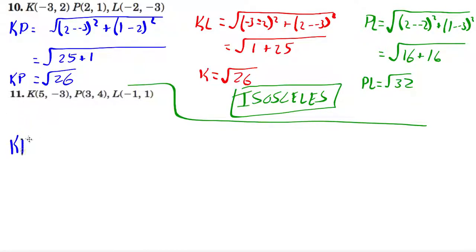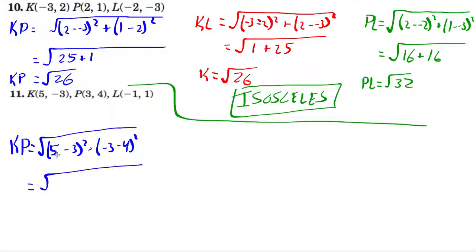Next up, we can do the same type of problem. So we look for KP. The distance here is going to be 5 minus 3 squared plus negative 3 minus 4 squared. So this is going to be 2 squared, which is 4, plus negative 7 squared, which is 49. So we get that KP is equal to the square root of 53.